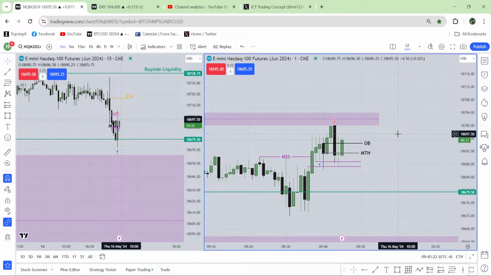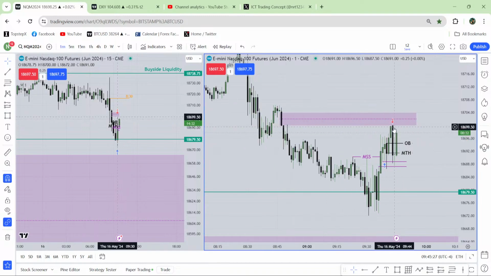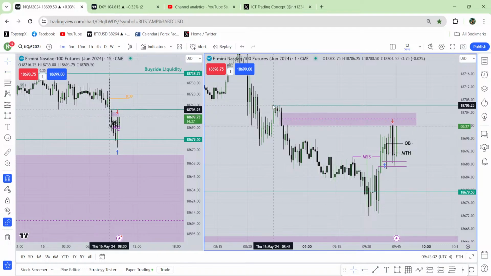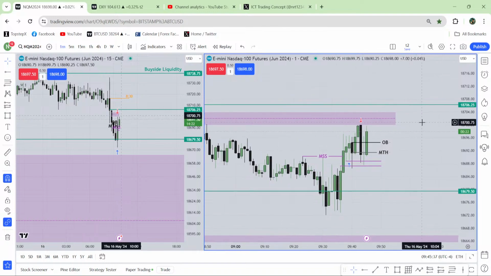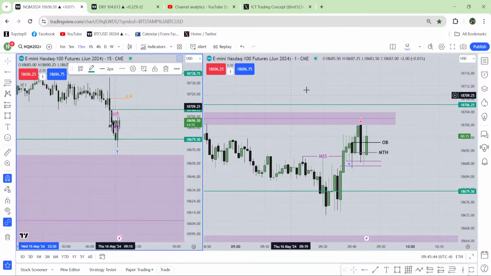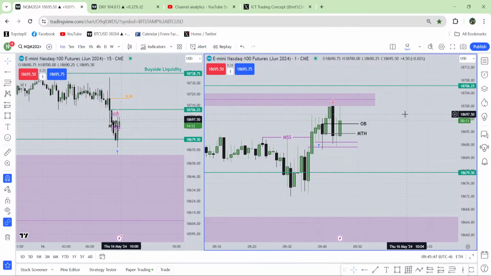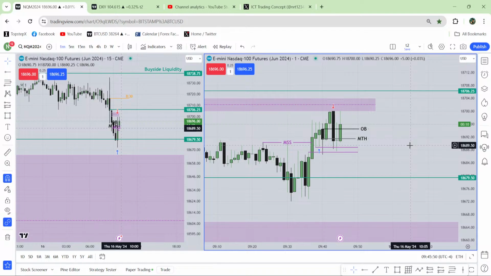Looks like, I would love to mark those relatively equal highs out there. Still, I believe that the market will take at least those relatively equal highs, and then the market will go for this buy side liquidity. So 18738.75, that will be triggered. That's my belief. Let's wait.